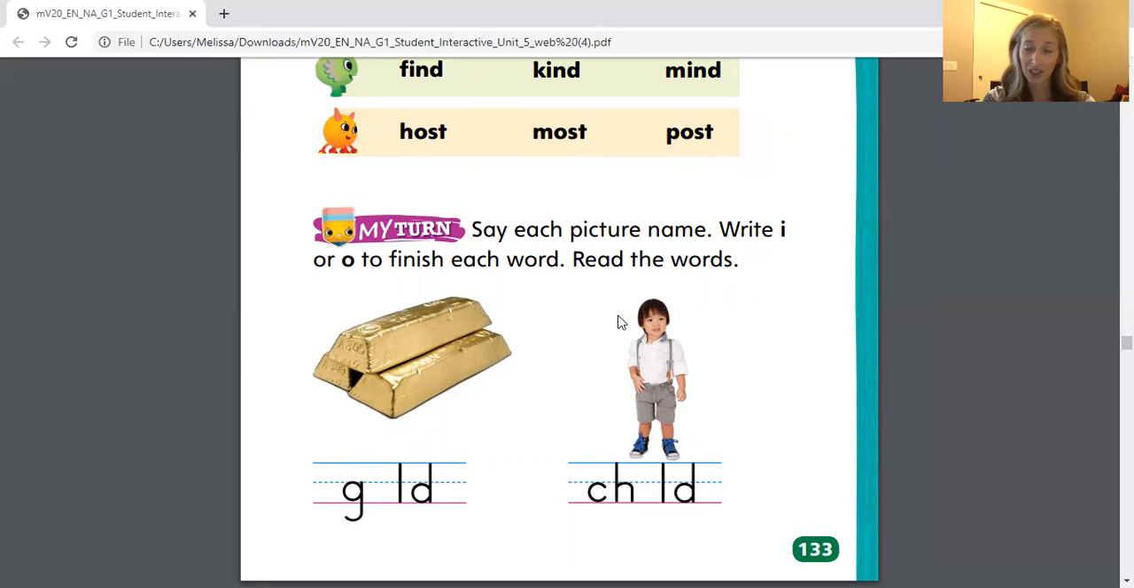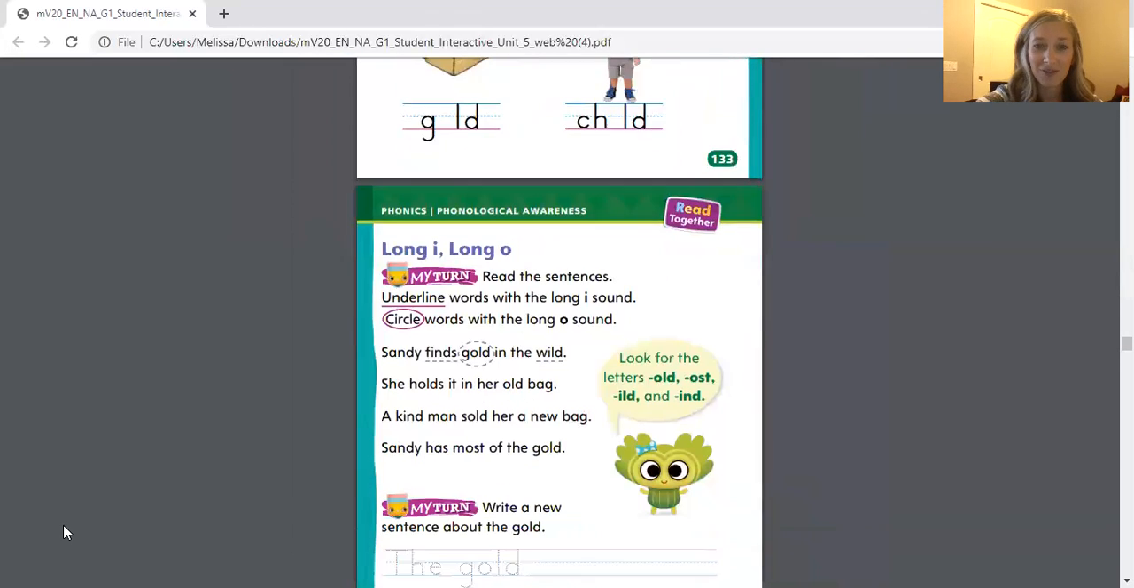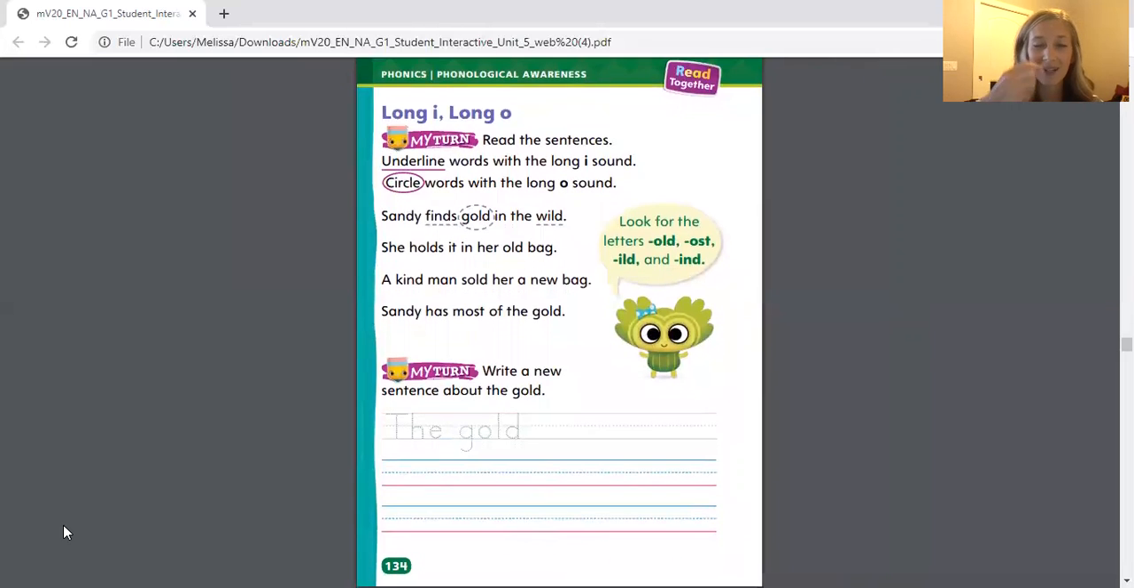In this next picture, I see a child, and I hear the long I sound. Go ahead and write the letter I between the ch and the consonant blend LD. Child, child. All right, we're on to the next page already. You guys are doing a great job hanging in there with me.